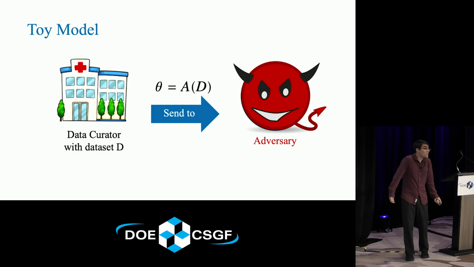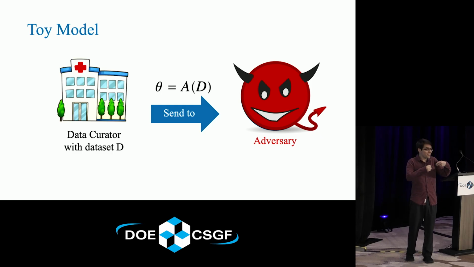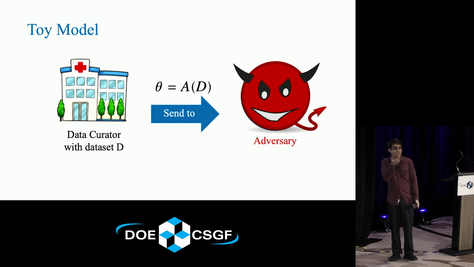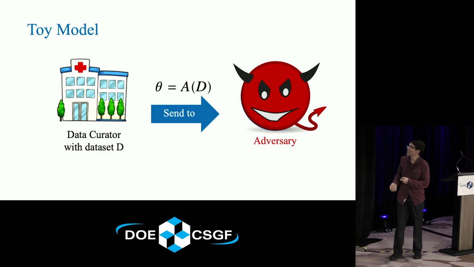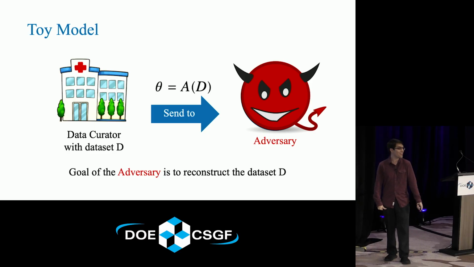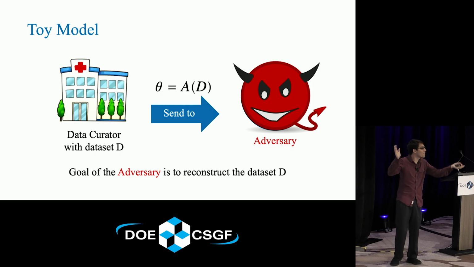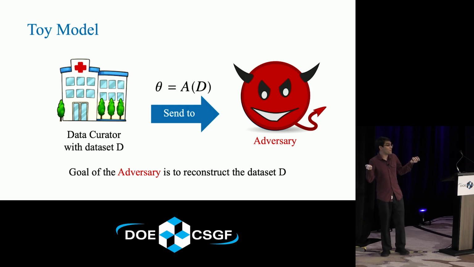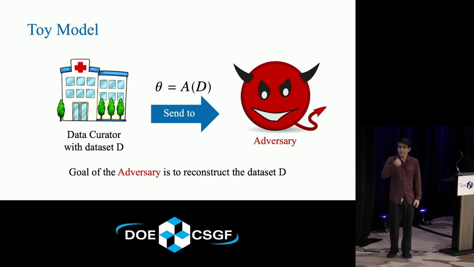The problem is that's not the real world. Every single time you release statistics, there might be someone malicious who sees these statistics. And I'm going to denote that here by this very scary looking adversary. And the goal of the adversary is not to do data analysis. Their goal is not to learn something general about the data set and extrapolate it to some distribution. Their goal is to reconstruct the data set for some malicious purpose. And this is the toy model that we typically work with.